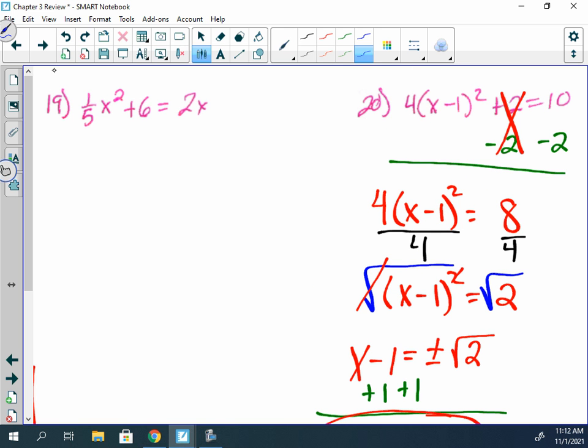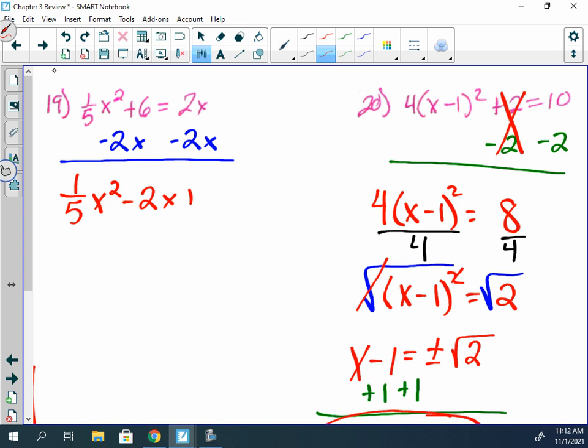Now, number 19, we do need to get this equal to 0 because we do have an x squared and an x term. So we'll subtract 2x from both sides to start off with. What that leaves us with is 1/5 x squared minus 2x plus 6 is equal to 0. Now at this point, we can plug this into the graphing calculator to see if it will give us the solutions, if it will graph. Because if it graphs and gives us whole number solutions, then we're done. We just have to list those out.